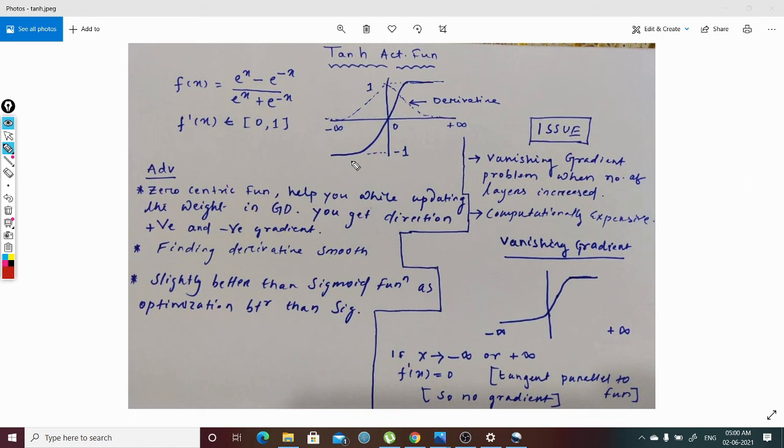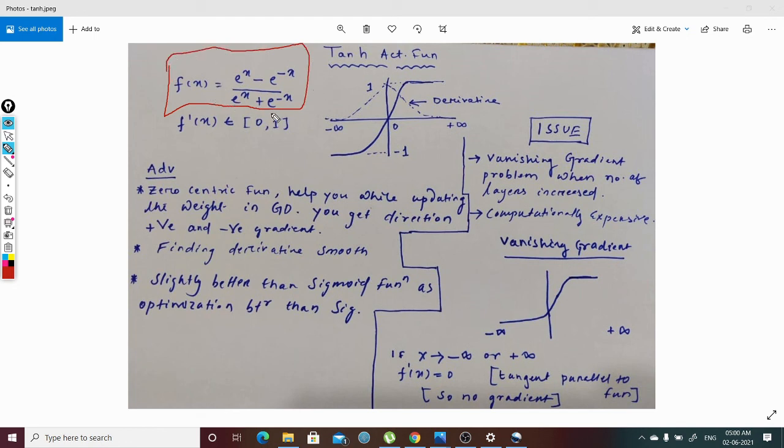For this video, let's see the Tanh activation function. This is right after we discussed the sigmoid activation function. Let's see what advantages and disadvantages we're going to face with the Tanh activation function. And this is the formula for the Tanh activation function.